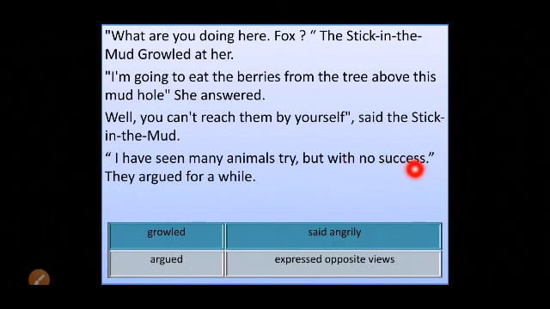So in this paragraph, we studied two difficult words. Growled. What is the meaning of growled? Said angrily. Argued. Argued means expressed opposite views. Okay? Expressed opposite views.